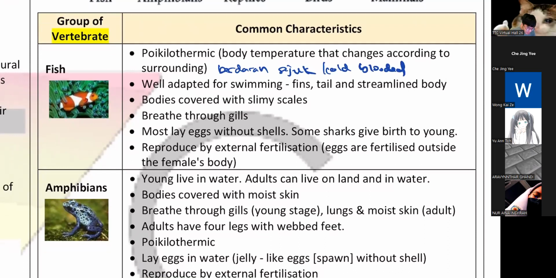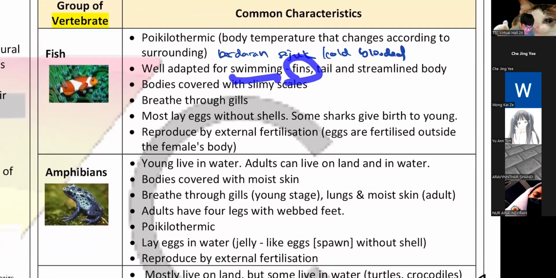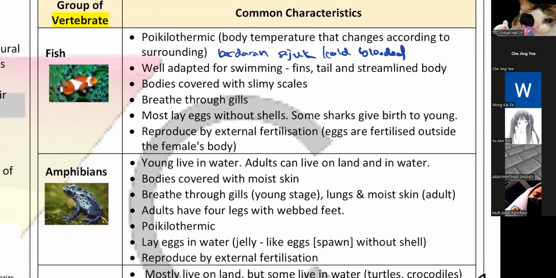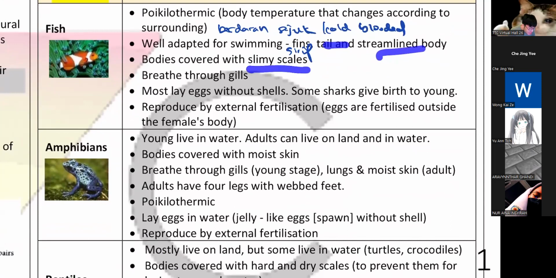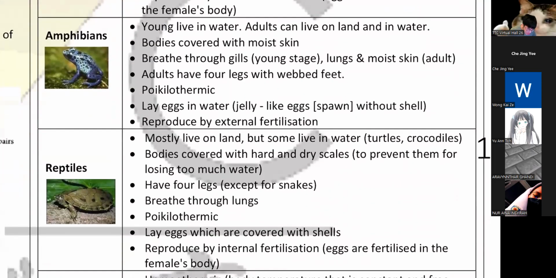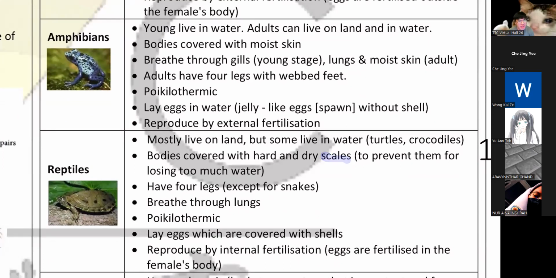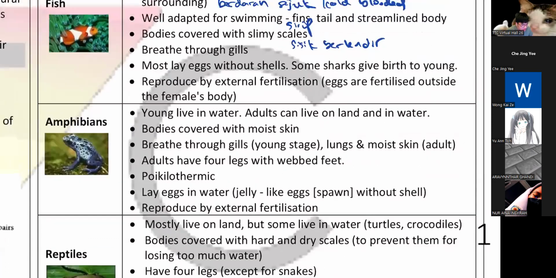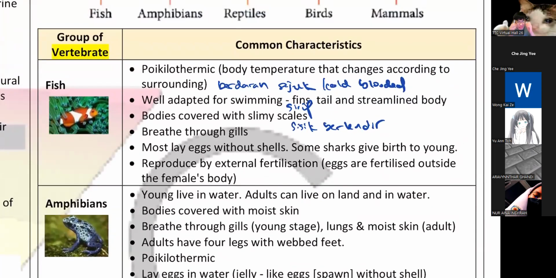So they will swim. Okay, they have the fins, the sirip lah. Fins is called sirip. Sirip ikan. And then they have tail, they have streamlined body. They have slimy scale. Sisik berlendir. That means they have scales, but it's slimy. If you look at reptiles, they have scales too, also sisik, but this one is kering, dry scale. If you go and touch a crocodile, they are dry scale. But if you touch a fish, they are slimy.